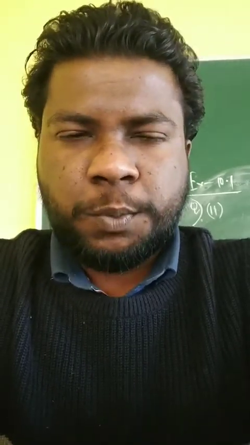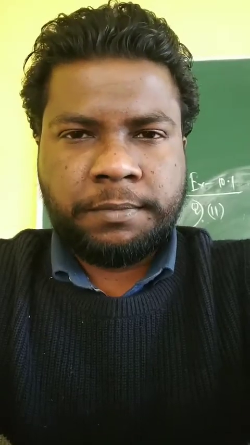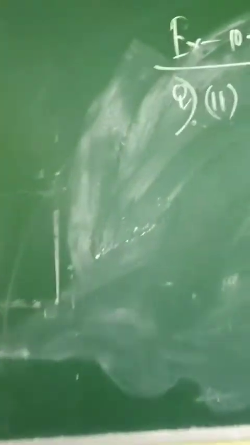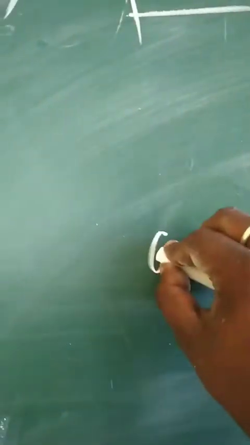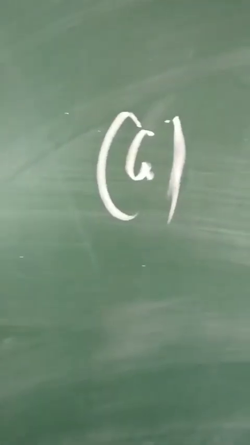Exercise 10.1, question number 11. Let us have a look. The question says that a piece of string is 30 centimeter long. Suppose this is a piece of string. The length of the string is 30 centimeter. Using this string, we have to form a square. The first shape is a square, the next one is an equilateral triangle, and the third one is a regular hexagon.